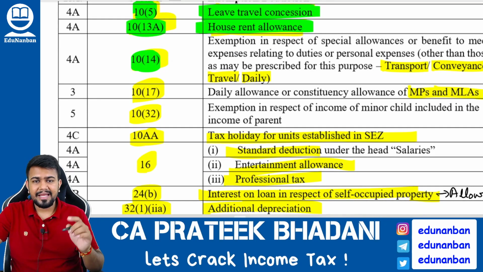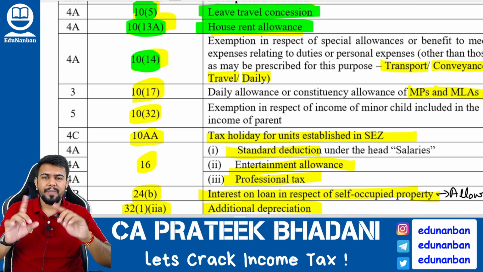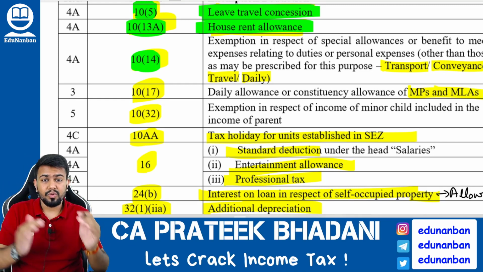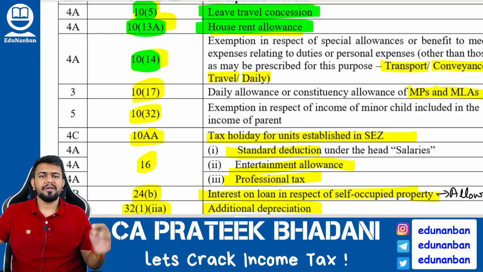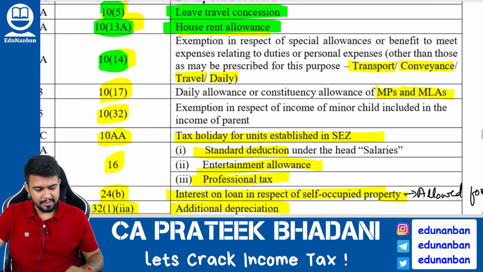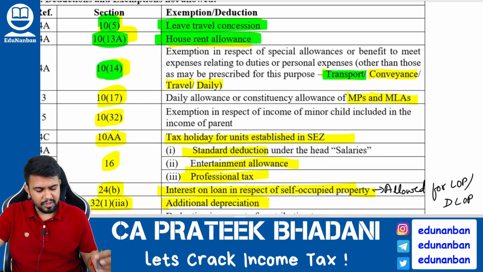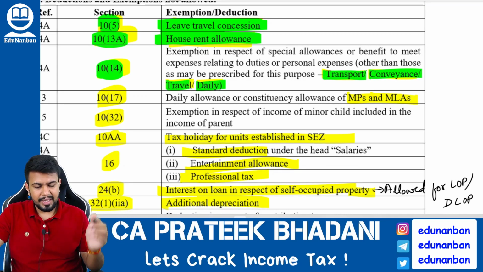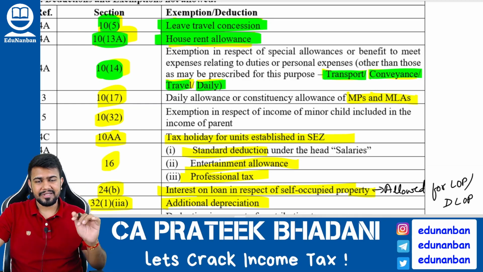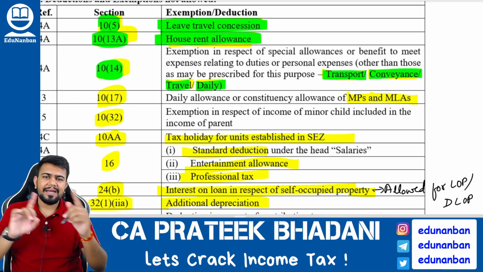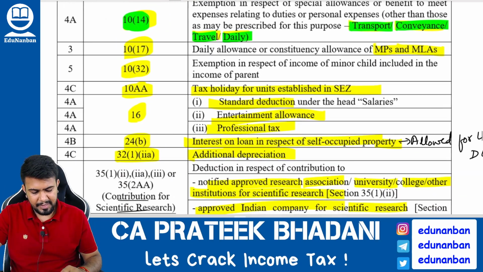Then section 10 clause 14, we studied two parts, section 10 clause 14 subclause 1, section 10 clause 14 subclause 2. Both subclauses are not applicable for the new tax regime. However, only 4 exemptions are still applicable. What are those 4 exemptions? Transport allowance, conveyance allowance, travel allowance and daily allowance. Tell one more time: transport allowance, conveyance allowance, travel allowance and daily allowance. These 4 allowances are exempt both for old tax and new tax. Okay, it does not make any difference.